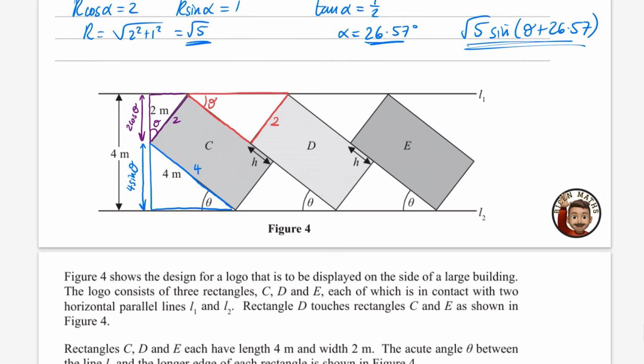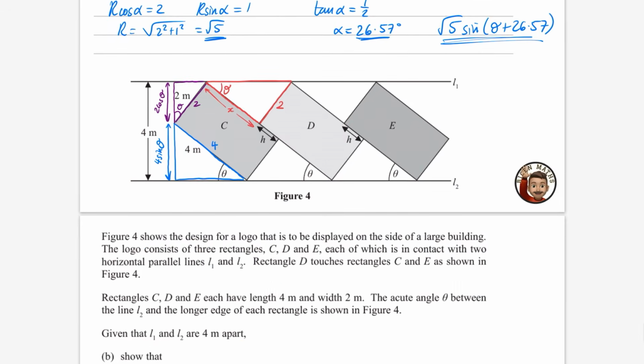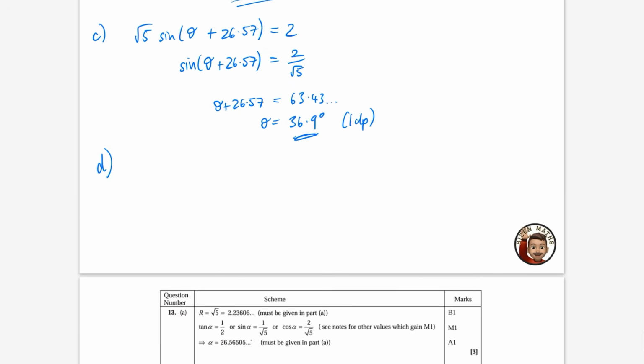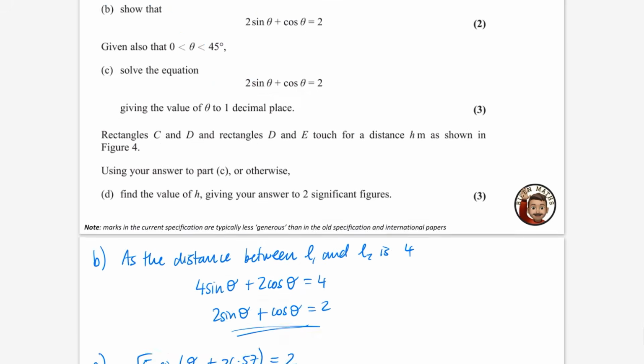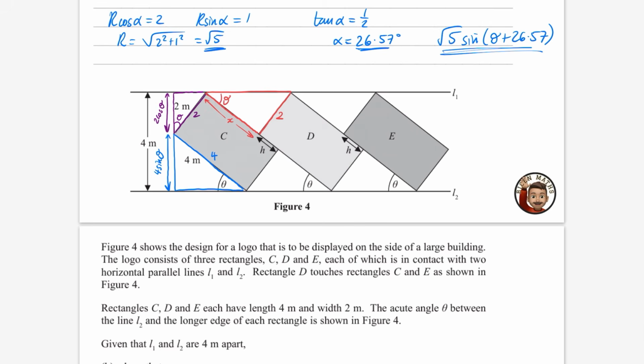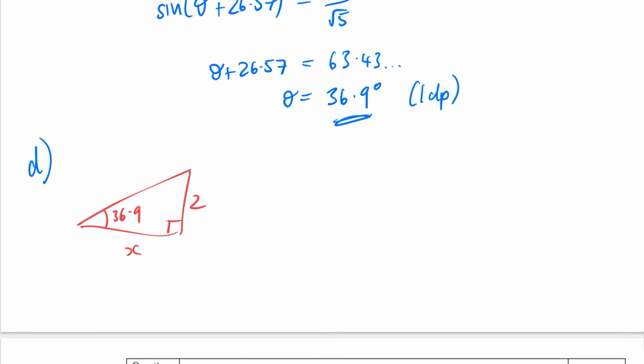So I'm going to just draw this out. This is the length that I'm interested in finding out, this x part, or you can give it any letter you like, but I'm going to give it x. I'm just going to draw that triangle out for part D. So we had the x that was here, we had the theta, which is 36.9, and we had the 2, and obviously it was a right-angled triangle. We're going to try and find out what x is equal to.